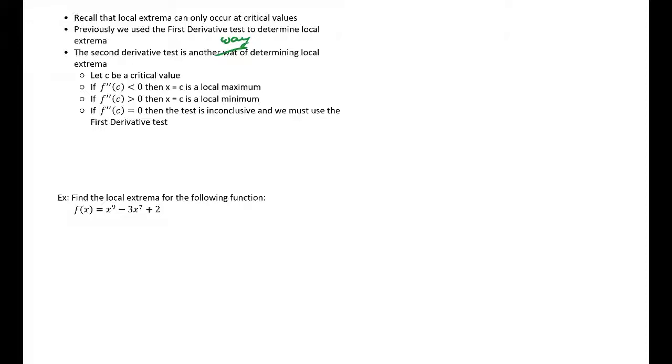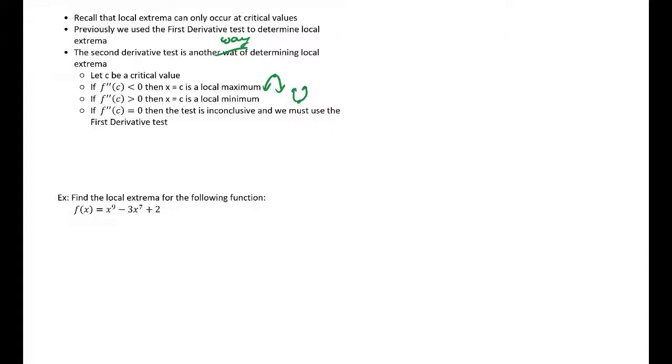Okay, so if c is a critical value, then if f double prime of c is negative, then x equals c is a local max. Well, why is that the case? It's based off of concavity. If we are concave down, which f double prime of c negative indicates, and c is a critical value, that means that we have a relative max or a local max at x equals c. If instead f double prime of c gives us a positive value, that means that we are concave up at x equals c, which indicates we have a local min at x equals c.